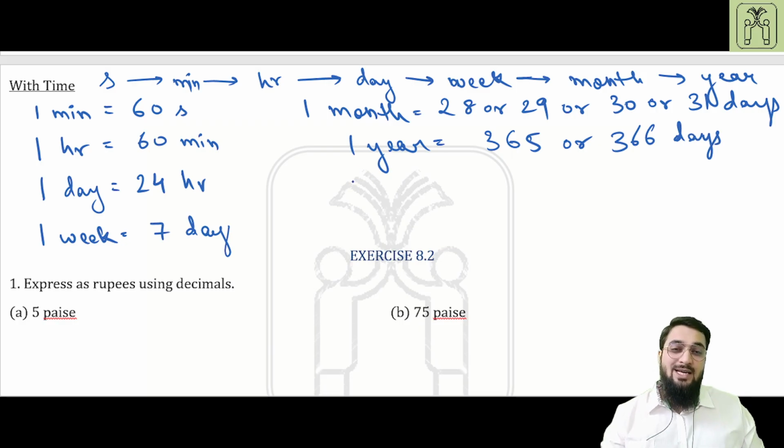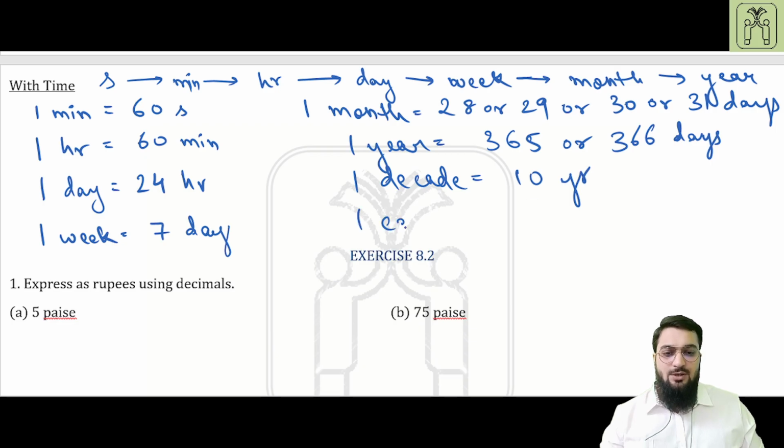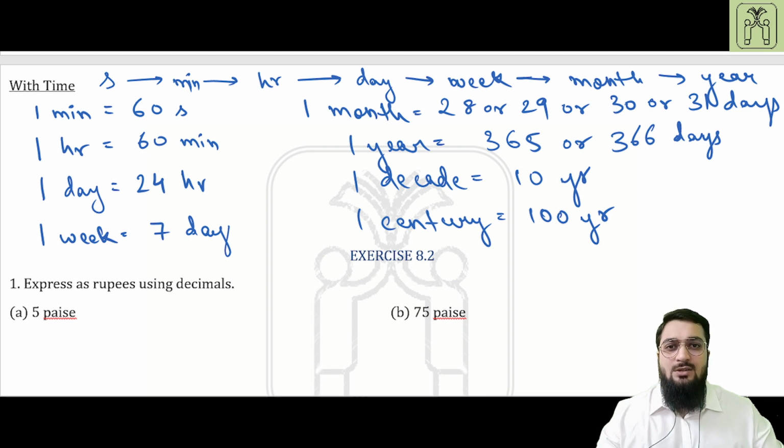Then you have a decade, then you have a century, etc. So 1 decade, I will just write it for your additional information, is 10 years, and 1 century means 100 years. So these are some conversion factors which you may or may not use in the upcoming questions, but I have mentioned them so that you should know each and every one of them.